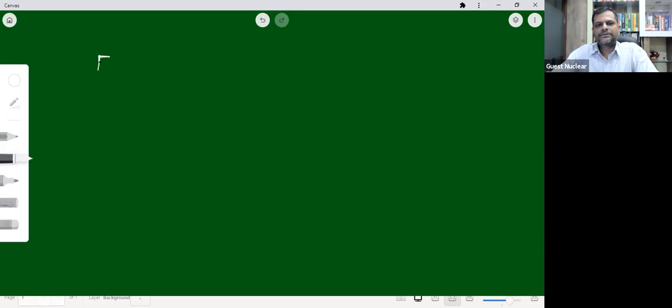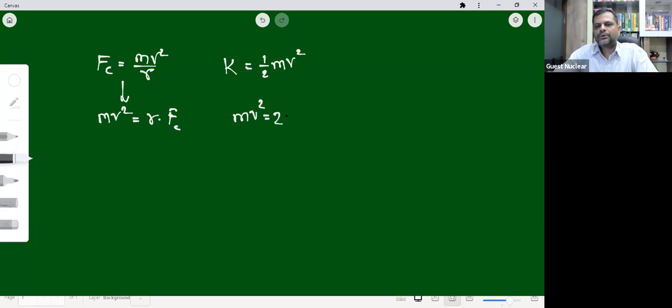The centripetal force has the formula mv square upon r, correct? And on the other hand, the kinetic energy has the formula half mv square, correct? Isn't this mv square common in both of these formulas? So using this fact, we can relate these two things, that is Fc and K. See how? From this formula, we get that mv square is going to be r into Fc, and on the other side, we also get the value of mv square, which is 2 times K.